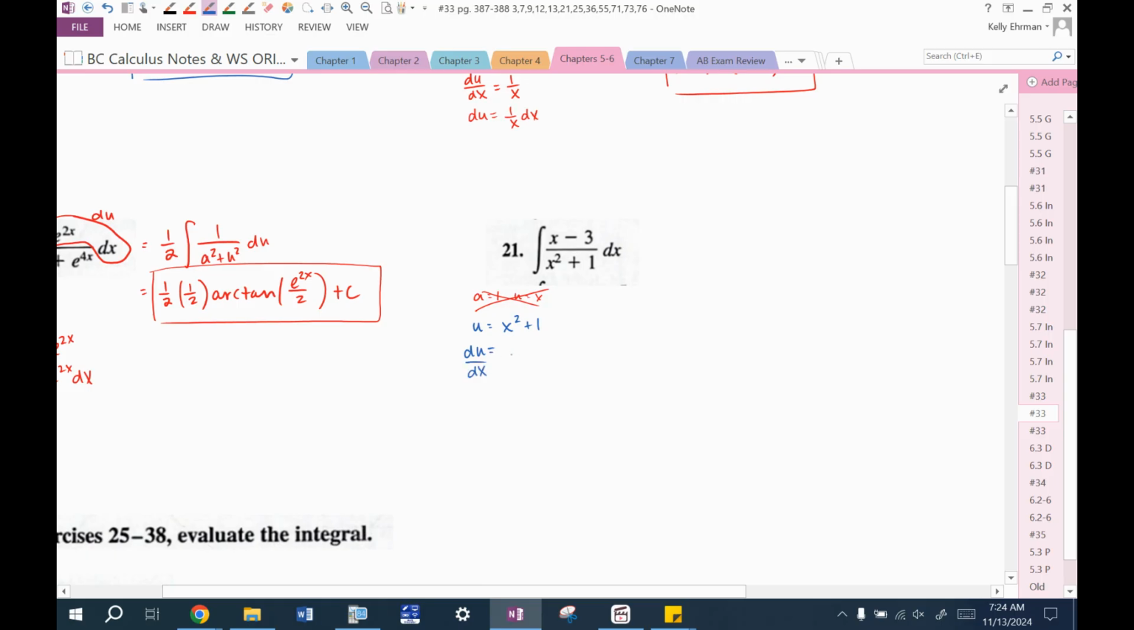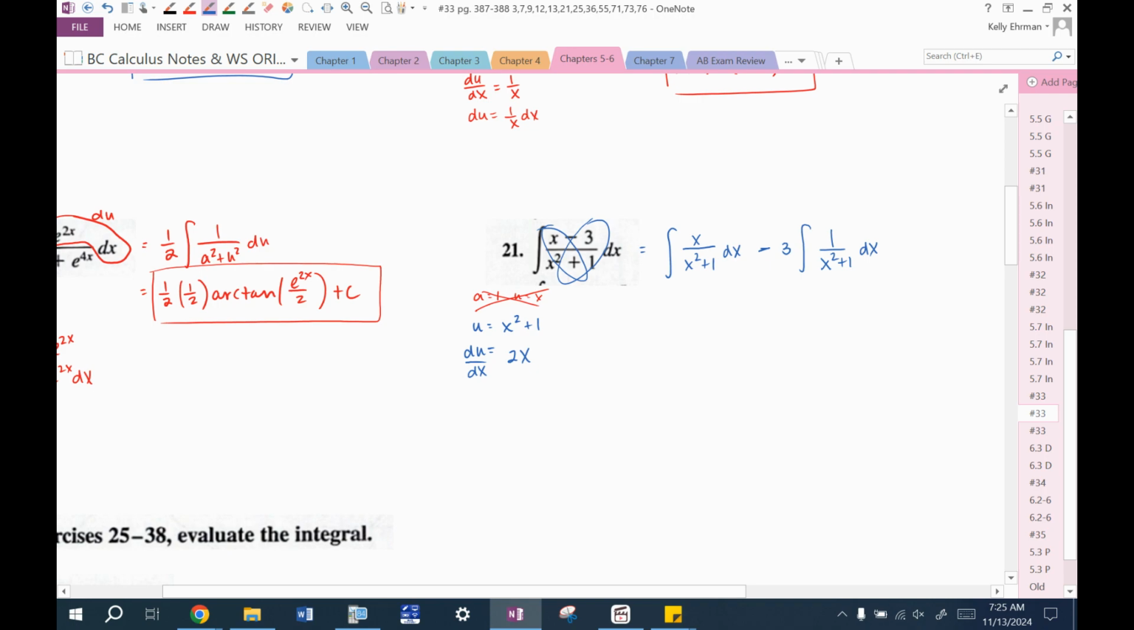du/dx would equal 2x. Now you have an x minus 3 here. If it was just the x, then we'd be good. So here's what we need to do on this one. We need to split this up. We need to split it into two integrals: the integral of x over x squared plus 1 dx, minus 3 times the integral of 1 over x squared plus 1 dx.